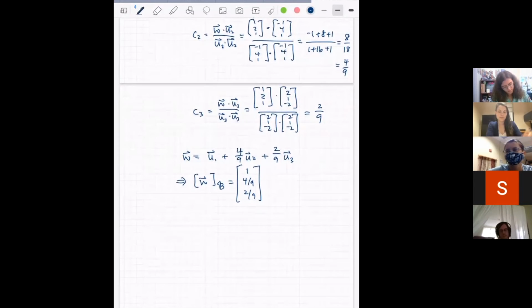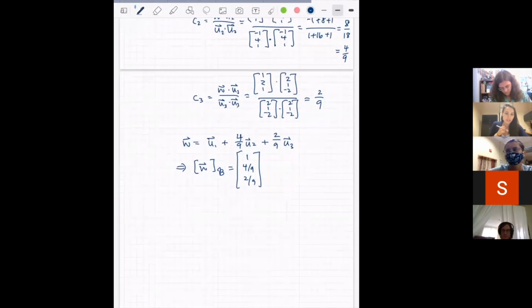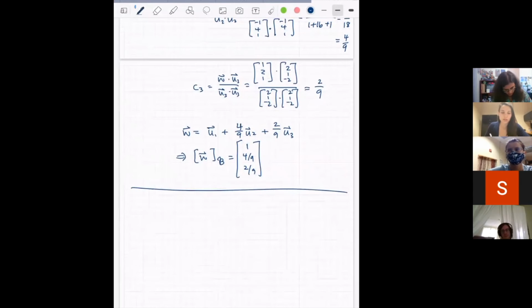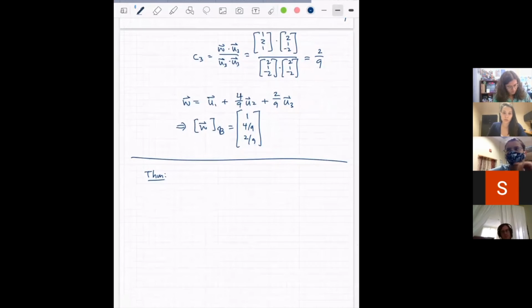Okay. Cool. So this is how we go about finding these coordinates in this way. This is actually a pretty useful theorem. We also have the following, which we will also not prove. This theorem has to do with matrices that have orthonormal columns, and these are really nice and very useful computationally.